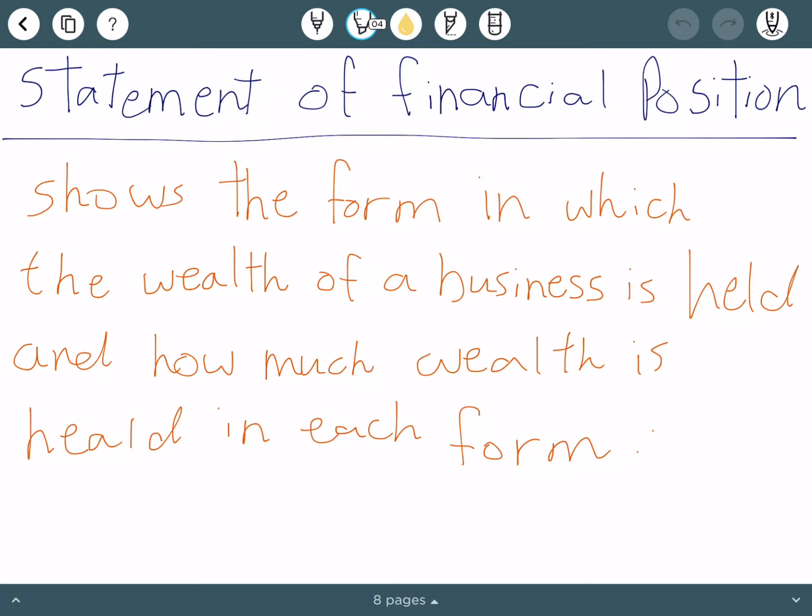Anyways, so how to prepare a statement of financial position, or what is a statement of financial position? The statement of financial position shows the form in which the wealth of business is held and how much wealth is held in each form.